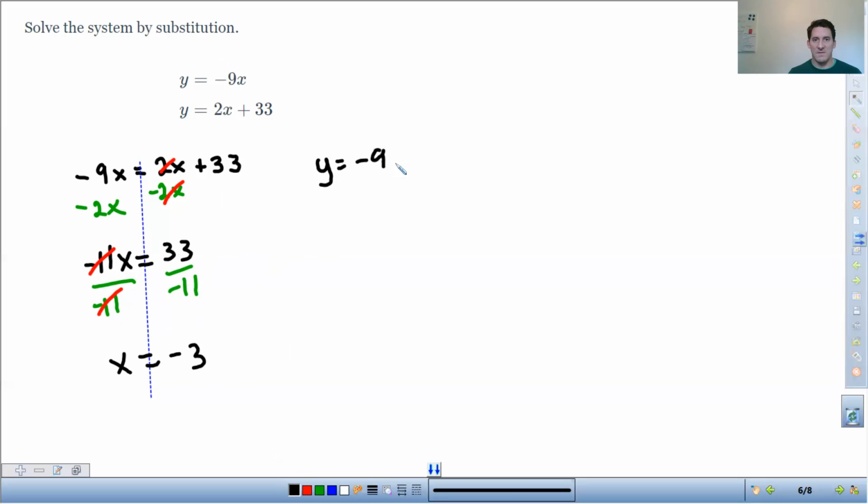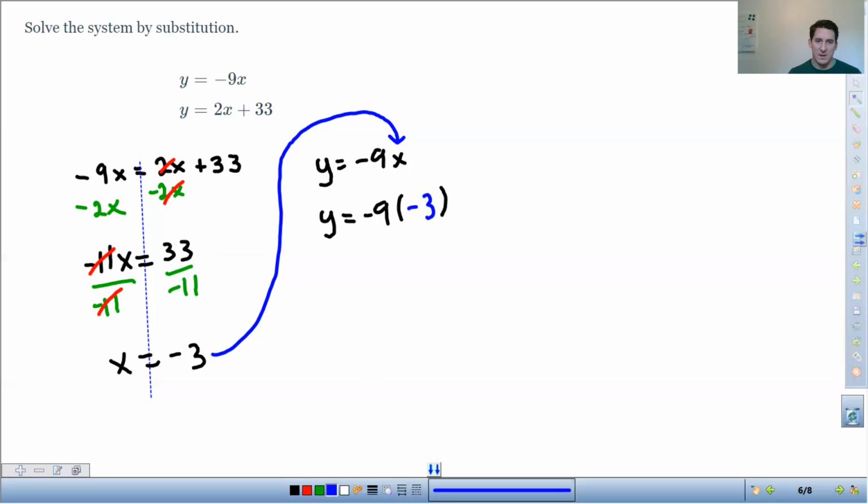So negative 9x. I'm going to take x as negative 3. That's going to go into the x here. So y is equal to negative 9 times x. And x is negative 3. So y is equal to negative 9 times negative 3, which is positive 27. And so once we have that, you just need to write it as an ordered pair. x is negative 3, y is 27.